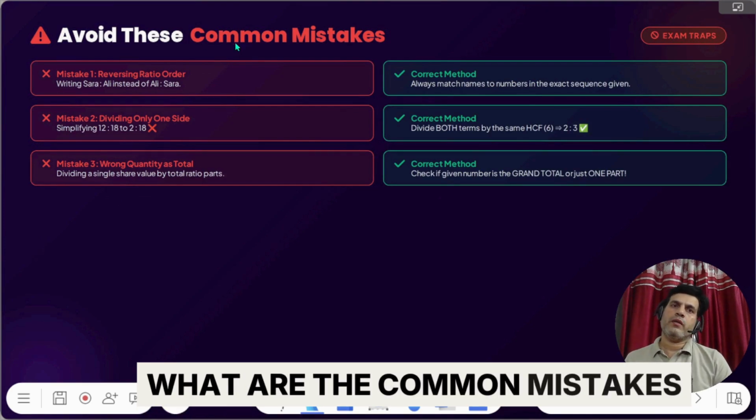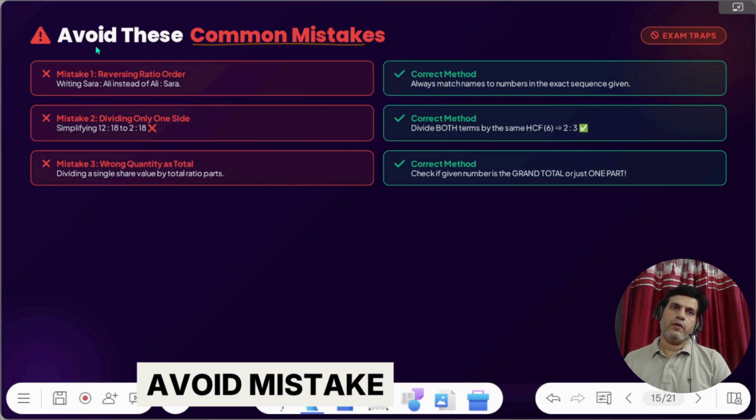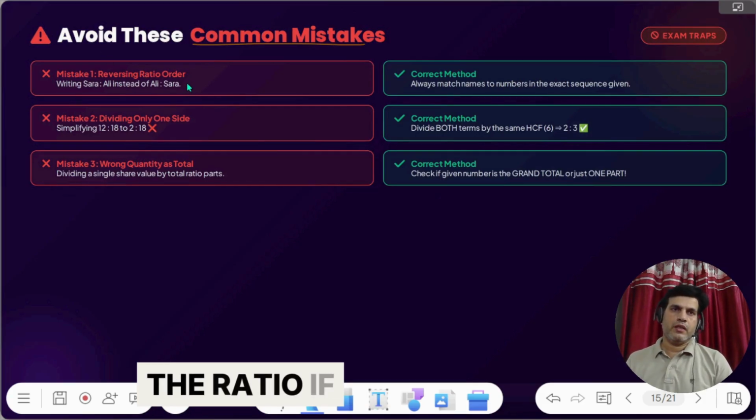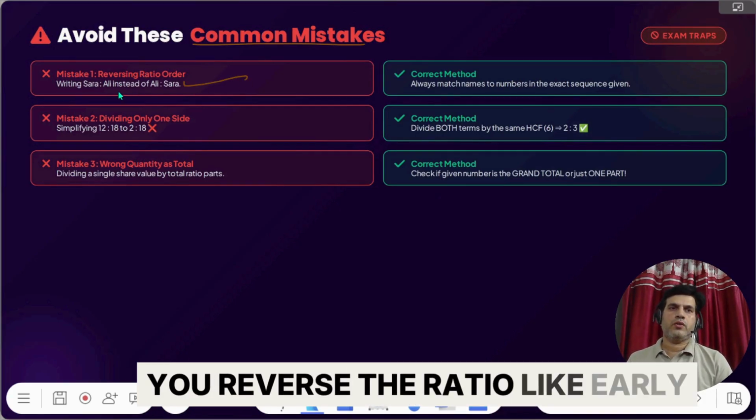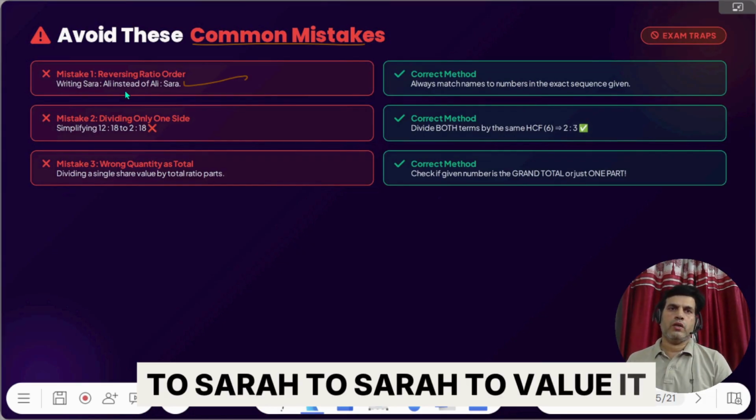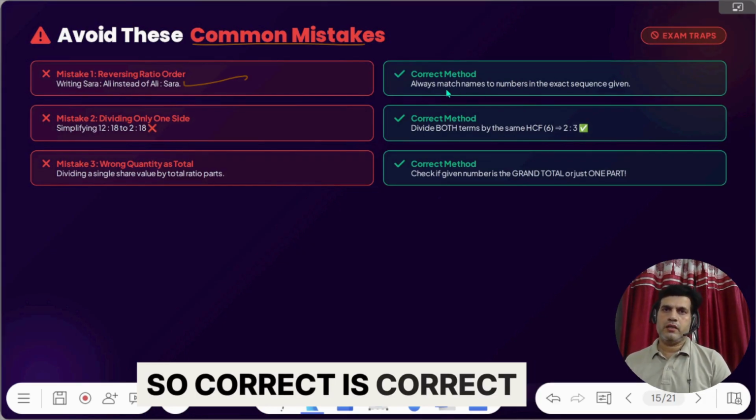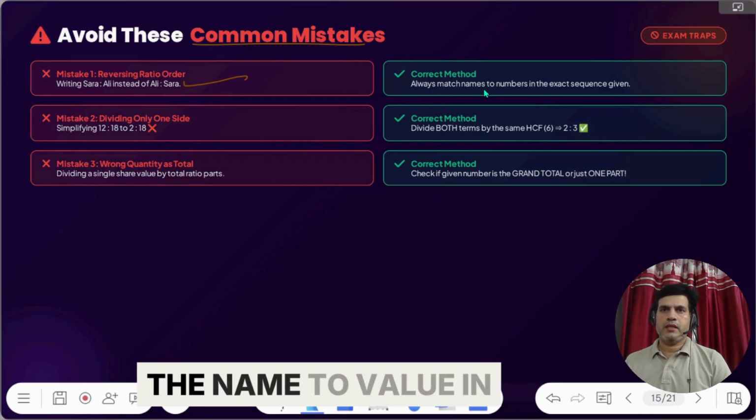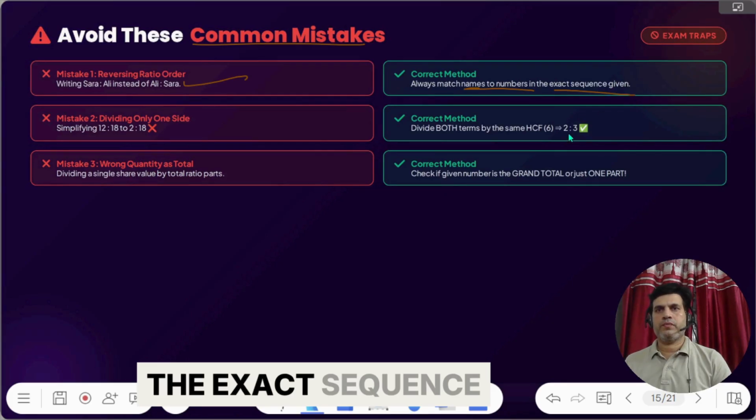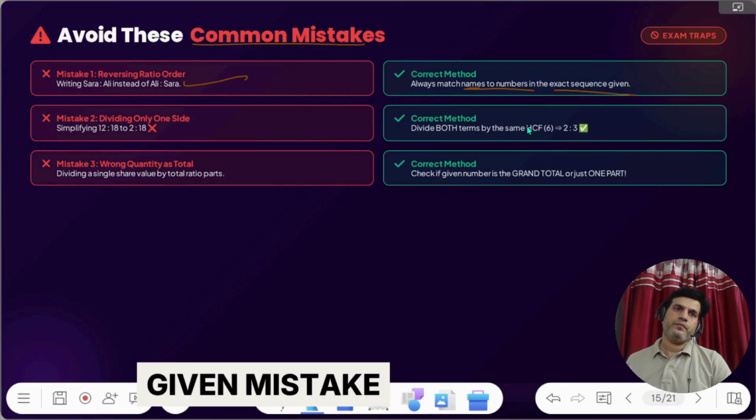And what are the common mistakes you should avoid? Mistake 1, reversing the ratio. If you reverse the ratio, like Ellie to Sarah to Ellie, it will always be wrong. So the correct method is to match the name to the value in the exact sequence given.